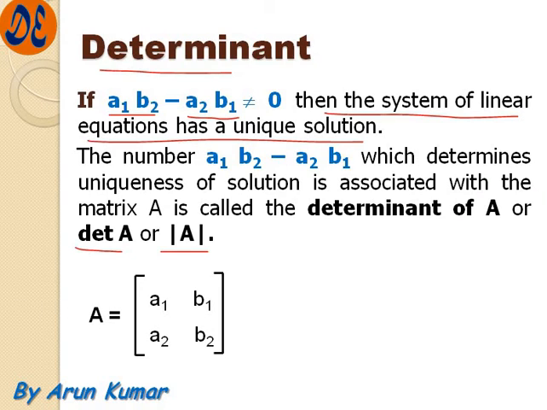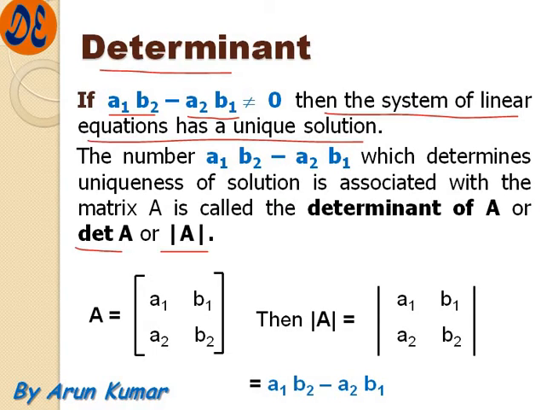So if A is equal to the matrix with rows a1, b1 and a2, b2, then we can write the determinant of A like this, and the value will be a1 b2 minus a2 b1.